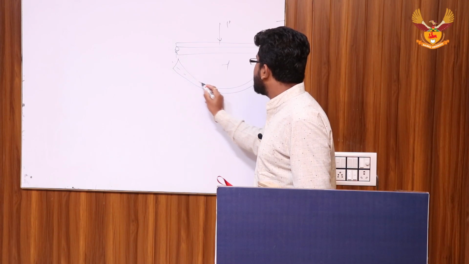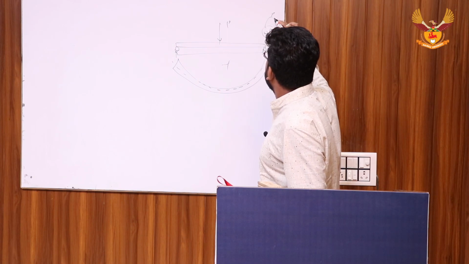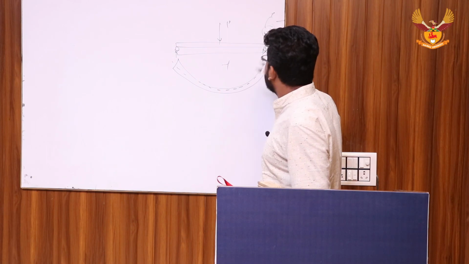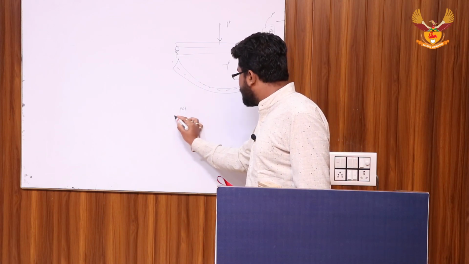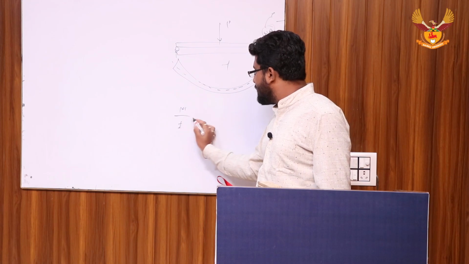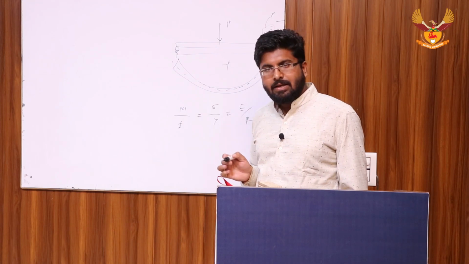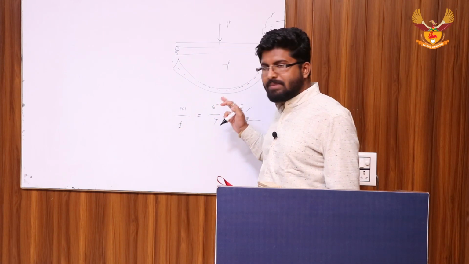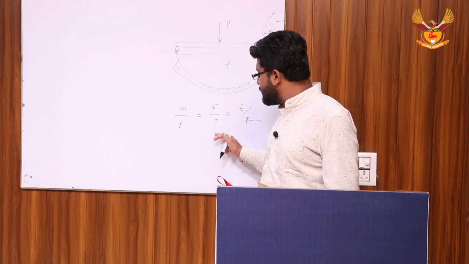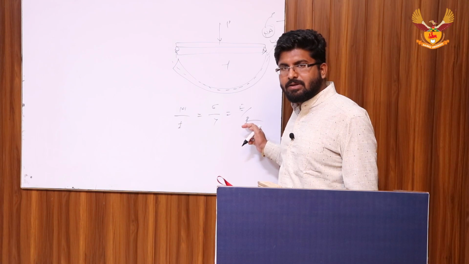This is a neutral axis at which stress will be 0. For bending stress, the formula is M by I equal to sigma by Y equal to E by R. M is the bending moment, I is the moment of inertia, sigma is the bending stress, Y is the distance from the neutral axis, E is the Young modulus and R is the radius of curvature.